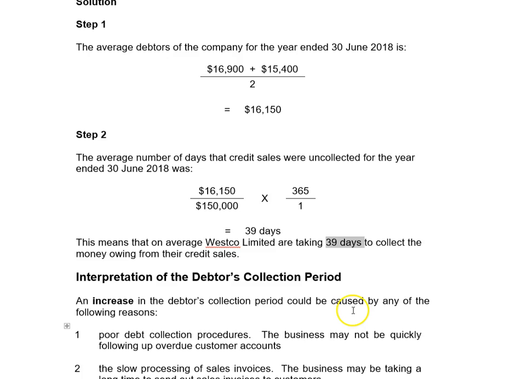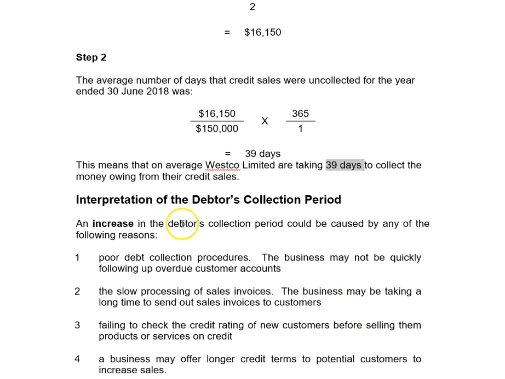So let's look at an interpretation. If you have a higher debtors collection period, it is not very good. It may be due to poor debt collection procedures. Maybe they're not quickly following up on the overdue accounts. They're taking time, they're delaying, and that's why. Or sometimes there's a delay in sales invoice processing. Sometimes it may be due to the failure to check the credit rating of new customers, because customers who are new may not pay you back as you don't know them very well. So if you don't check their credit rating, their credit histories, how good they were as paymasters previously, then you might face this problem.